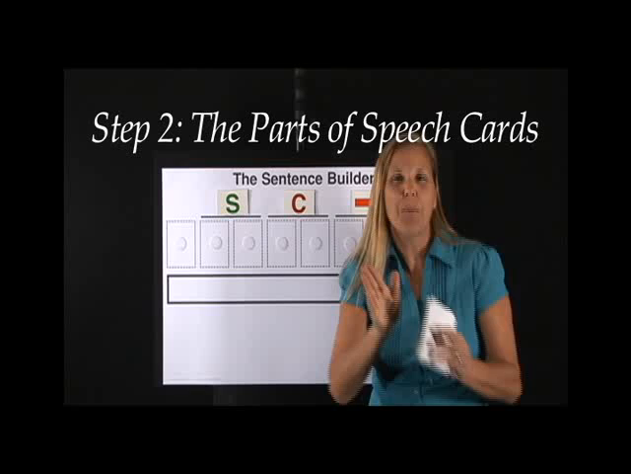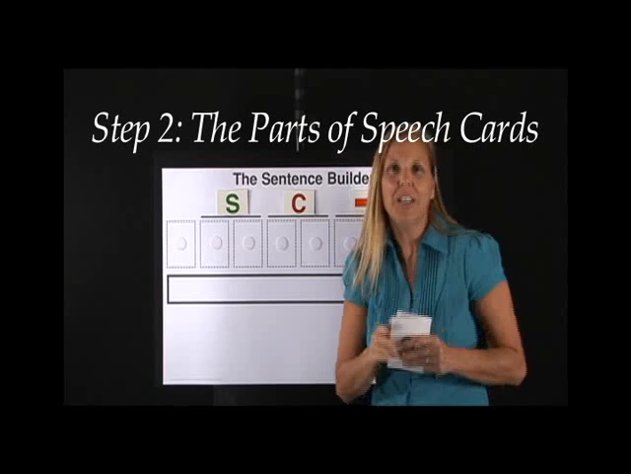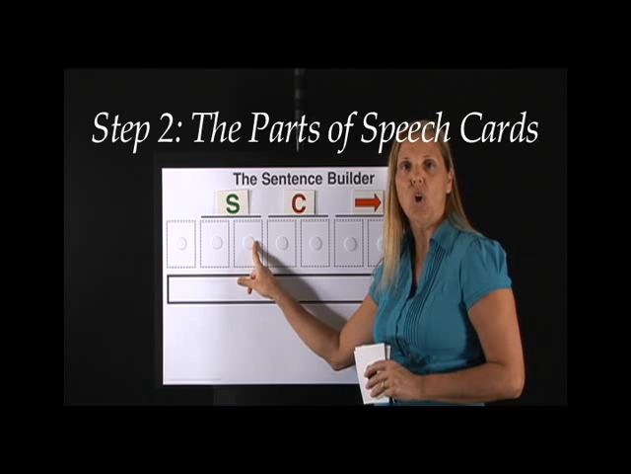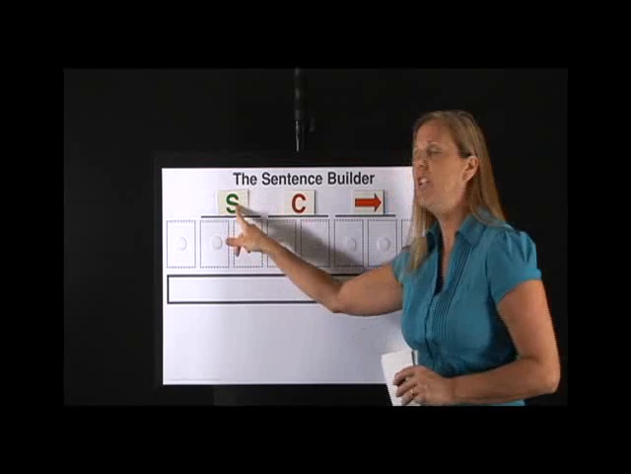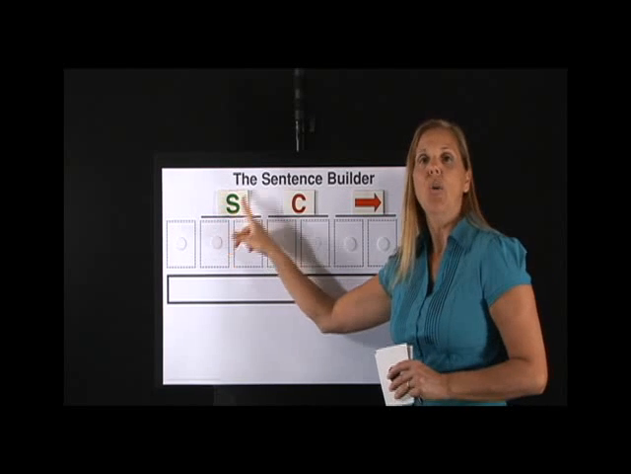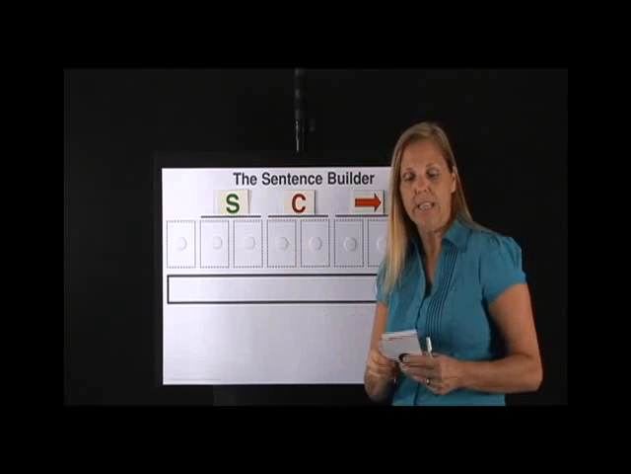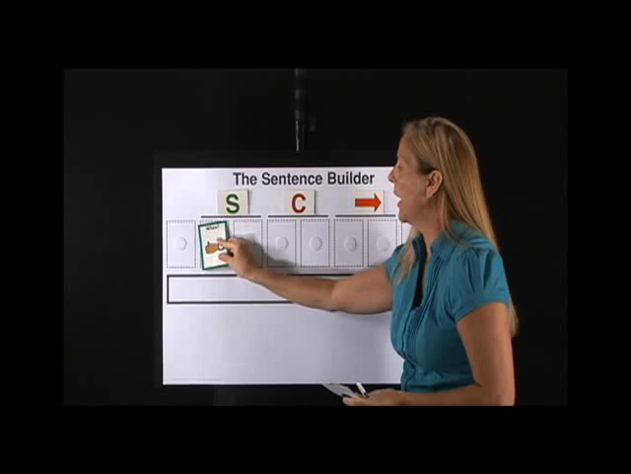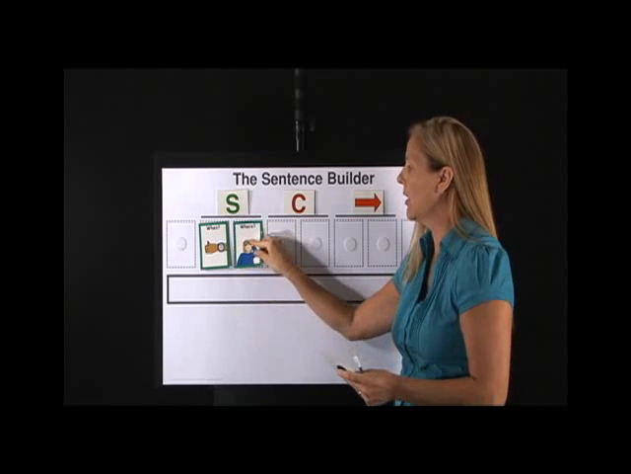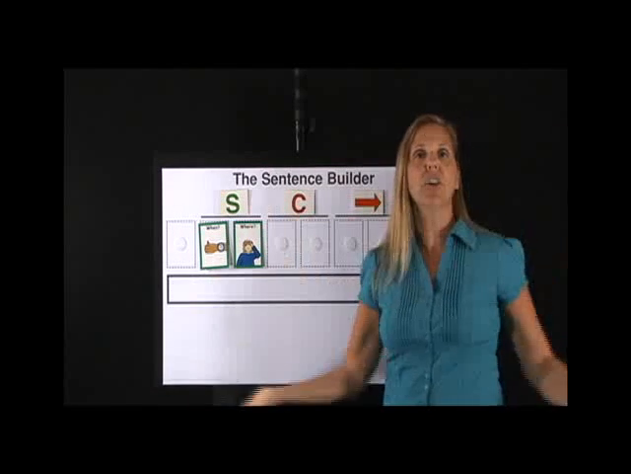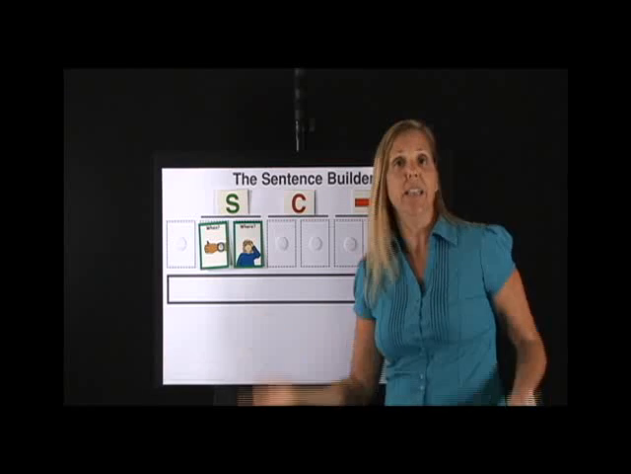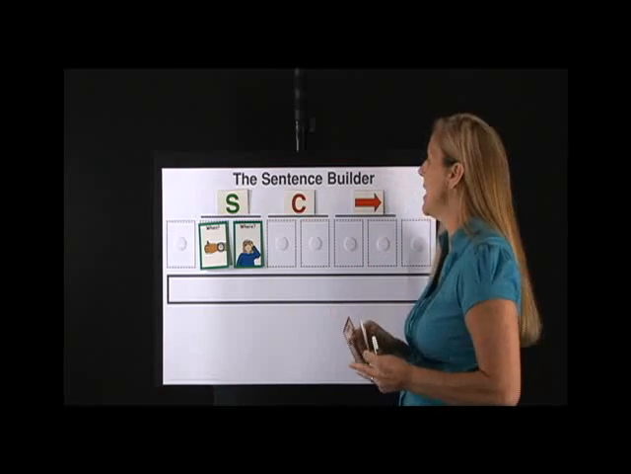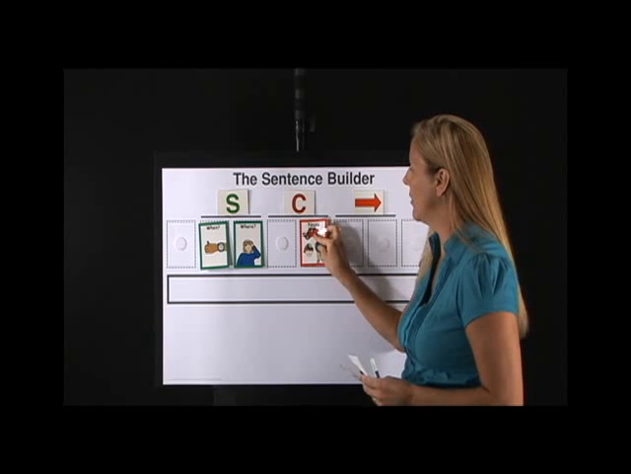Step 2, parts of speech cards. Now we're going to add the parts of speech in these little dotted boxes so that when kids are writing these sentences, they know SC arrow, S stands for setting. What does setting tell us? When and where. So we're going to add a when and we're going to add a where card. C is character. Who's in the story? A person or an animal? Well, a person or an animal, that would be a noun. So we're going to add a noun card here.